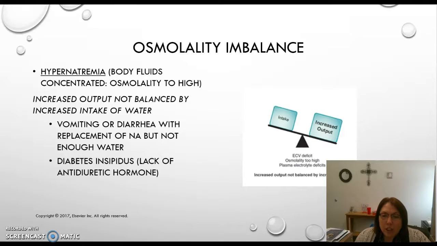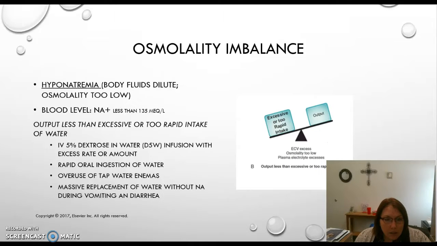And then also you're going to learn in future classes about diabetes insipidus. This is where we have a lack of antidiuretic hormone. Okay. So moving along. Also we can see hyponatremia with body fluids becoming very dilute, meaning that the osmolality is too low. So blood levels of sodium here would be less than 135 milliequivalents per liter.